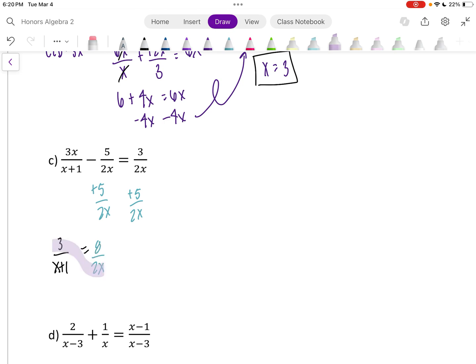So then you cross multiply. So we're going to get 6x equals 8 times x plus 1. So that's going to be 6x equals 8x plus 8.